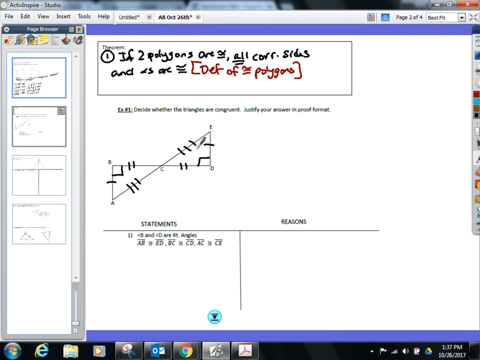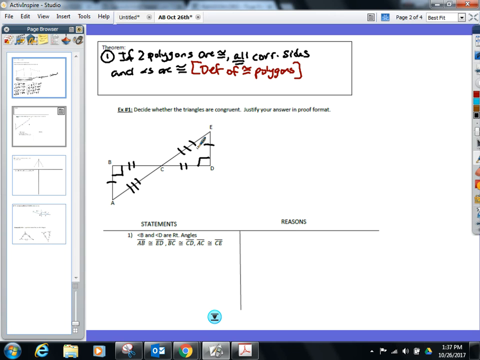Okay. Are those two triangles congruent? Well, let's go back up. When are two figures congruent? If all the corresponding sides and angles are congruent. Do we have that in these two triangles? Let's talk. Do we have all the corresponding sides congruent? Yes. Now let's go to the angles. Are all corresponding angles congruent? Well, let's take a look.